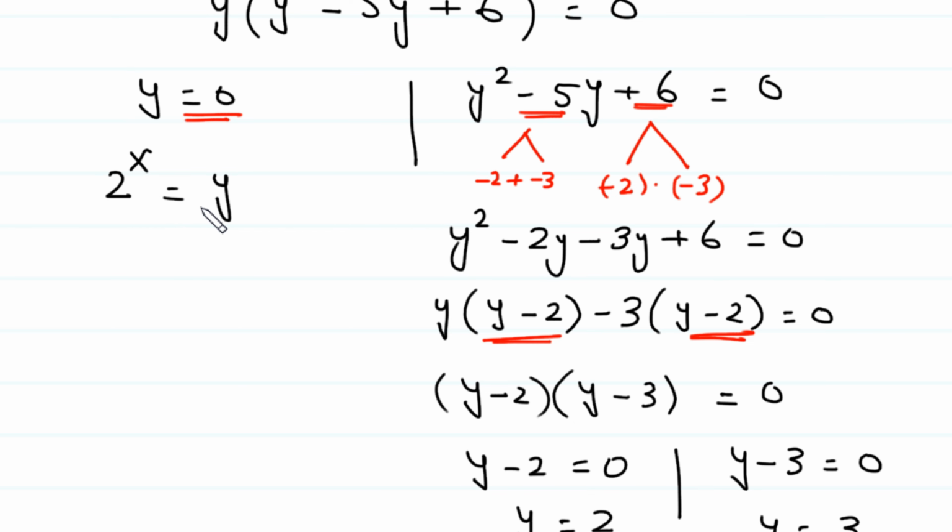In this equation, first we put the value of y 0. 2 to the power x is equal to 0. Any power of 2 cannot be equal to 0. So from here the solution is not possible.